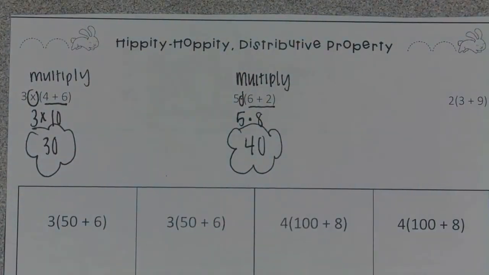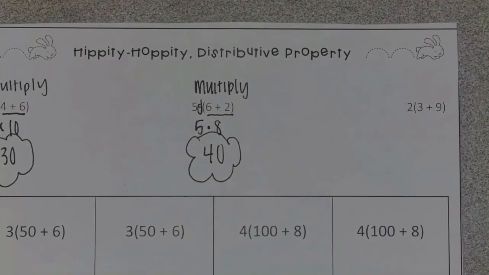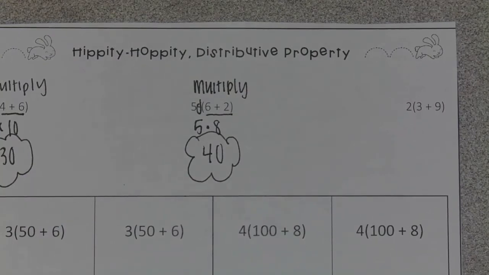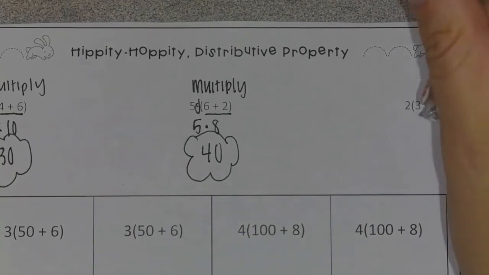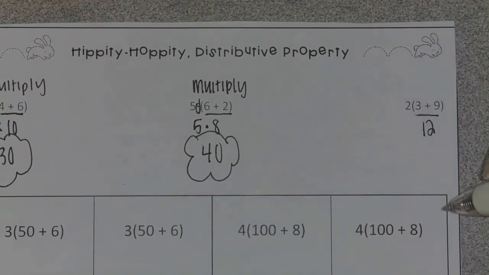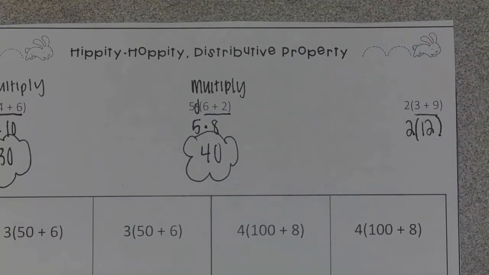And then on the very last one, this time I don't see an X and I don't see a dot in between the number 2 and that parentheses. So let's think if I were going to solve this following order of operations. First step would be 3 plus 9, which gives me 12. But if I got rid of those parentheses and I just wrote the 2, then it looks like the number 212, which is not what I've created. So I've got to put those parentheses back around the number 12 to show that it is separate from the 2.